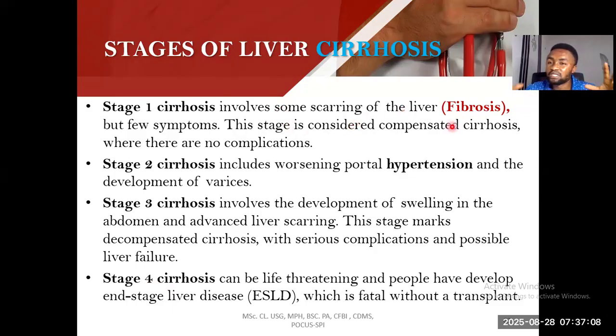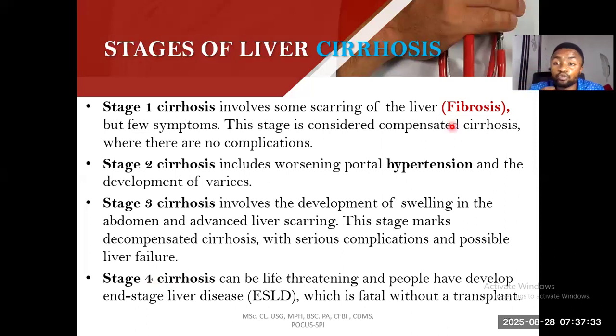Now, stage 1 involves some scarring of the liver. There will be fibrosis. You see that the scars start forming, but you are not going to see the scars that much. At that time, the cells are becoming hard because scar is hard. That is fibrosis. At that time, the liver is still seen as normal. You may not pick the cirrhosis up.